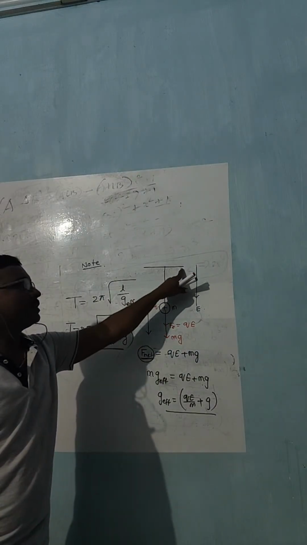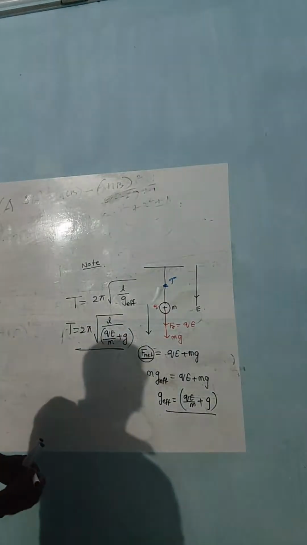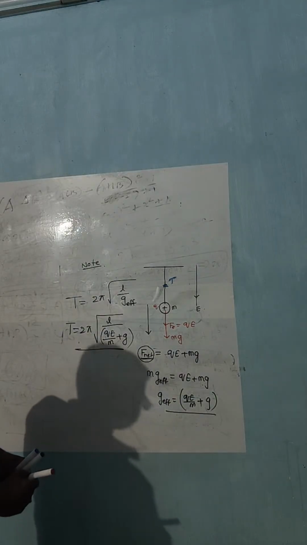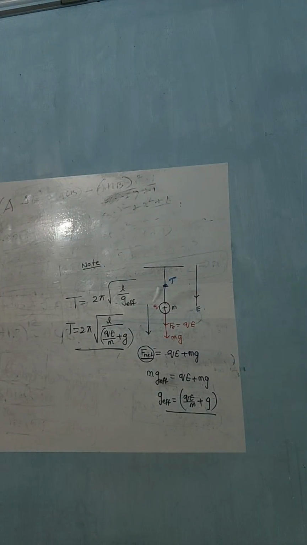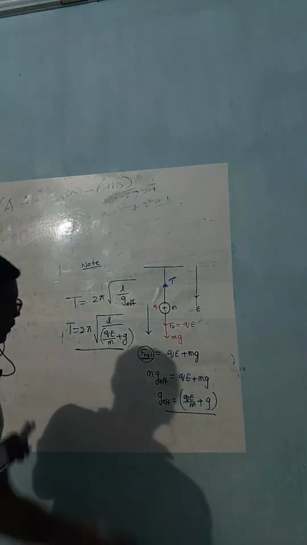The electric field is in the downward direction and it is positively charged. Instead of that, if I take a negatively charged one, what will we get? Okay? Right. So now one more, we will discuss one more.